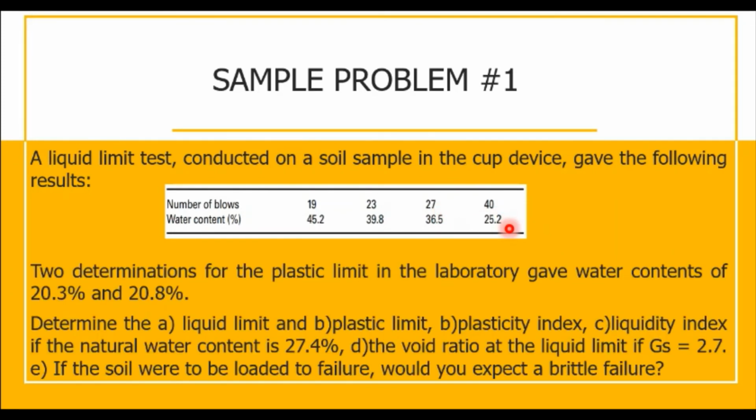Two determinations for the plastic limit in the laboratory gave water contents of 20.3 and 20.8%. We have to determine the liquid limit and the plastic limit, the plasticity index, the liquidity index if the water content is 27.4%, and the void ratio at the liquid limit if Gs equals 2.7. And if the soil were to be loaded to failure, what would you expect? Would you expect a brittle failure?